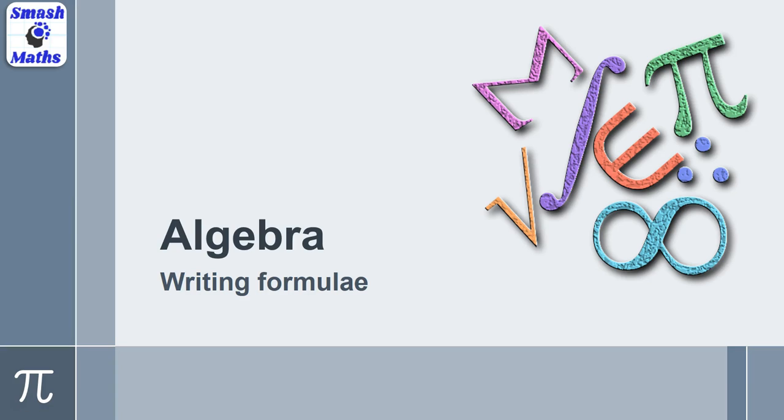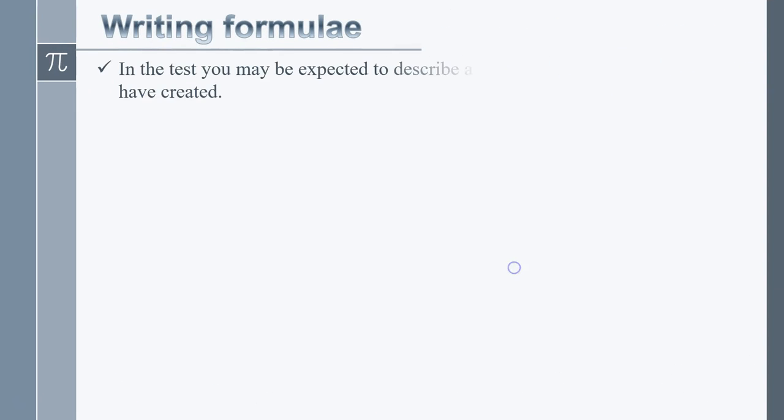What we're going to be doing in this video is looking at how we write formulas. In the previous one, we were given some formulae and asked, can we put the numbers into the formula? In this one, we're actually going to be given a situation and we've got to come up with the formula ourselves. So let's have a look at an example.